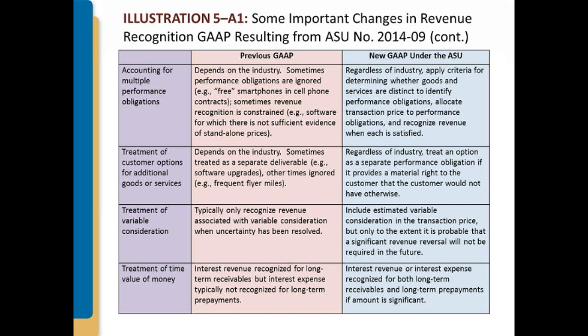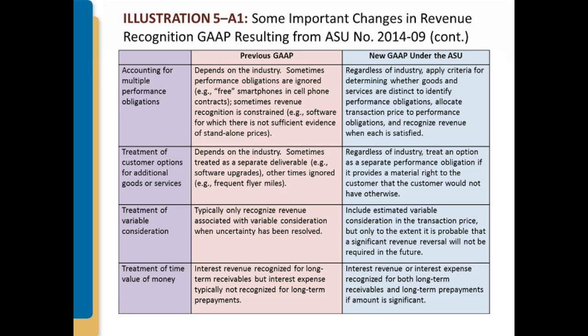Under the new ASU, industry doesn't matter anymore. We apply the criteria for determining whether or not goods or services are distinct, and figure out what our separate performance obligations are, and then recognize revenue when each is satisfied. This is a big difference, and it's going to really depend on the contract. But you can imagine a situation where a cable company gives free access to HBO for a while, or installs a DVR player in your house, and that's included in your bill. Well, now they're going to have to figure out which of these qualify as separate performance obligations and bust up their revenue recognition and recognize it appropriately for each of them.